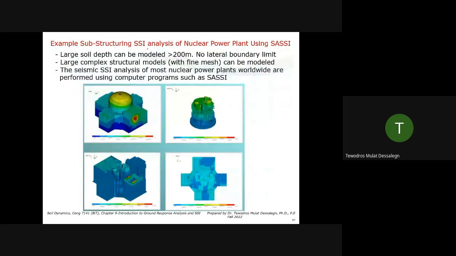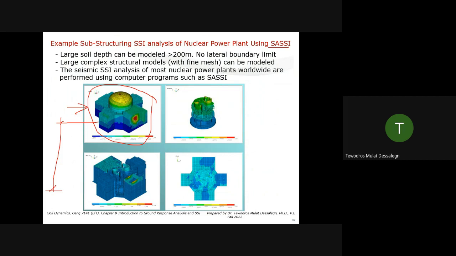Example: substructure SSI analysis of a nonlinear nuclear power plant using SSI. So you can have a complex nuclear power plant structure. This is just a random example from the SSI manual. I'm not allowed to show you any example I did in the past because of security reasons. But you can find this in the SSI manual. It's a very complicated structure, and you don't see the soil here actually. You can have the soil, it's modeled much deeper. It doesn't visualize the soil model here, but you expect the soil together with the structure.